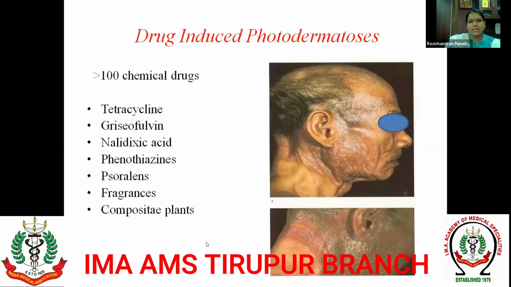When we come across photodermatosis, those who are taking certain drugs can also be affected when exposed to the sun for a long time. Exposure to drugs mainly of the tetracycline groups, griseofulvin, psoralens, phenothiazines, all these. Sometimes what we use, like fragrances, can also cause phototoxicity. These come under the category of drug-induced photodermatosis.